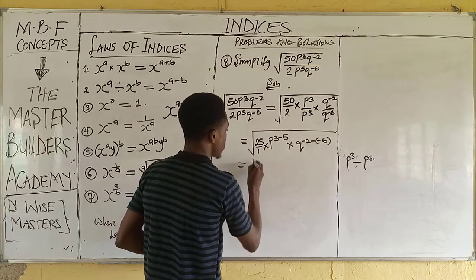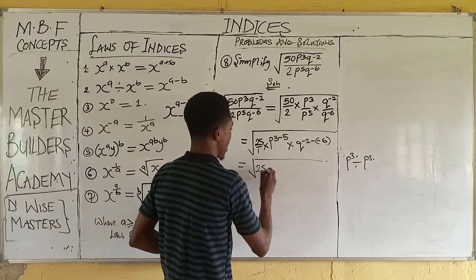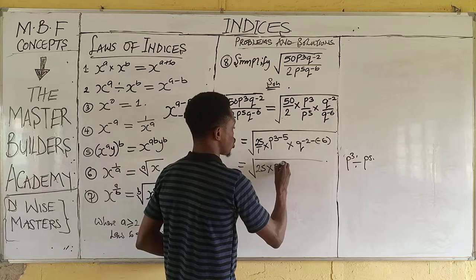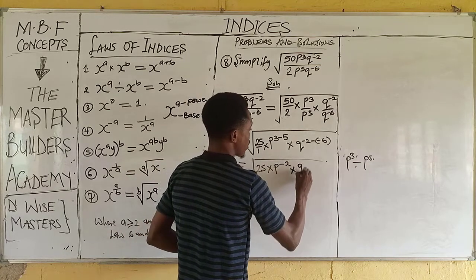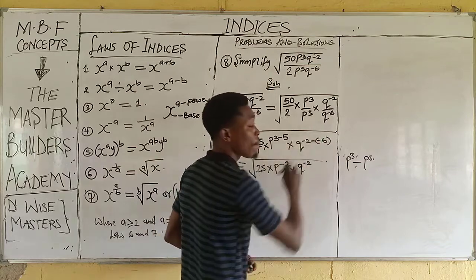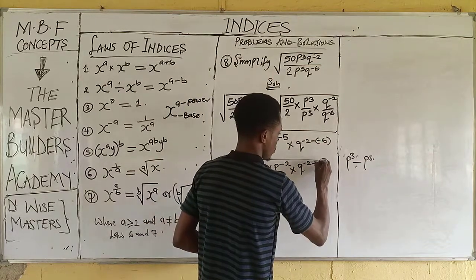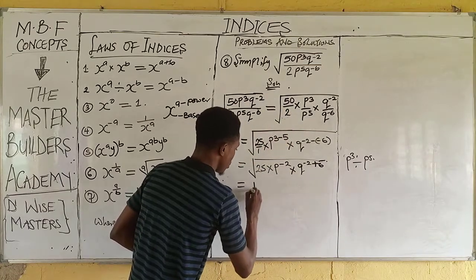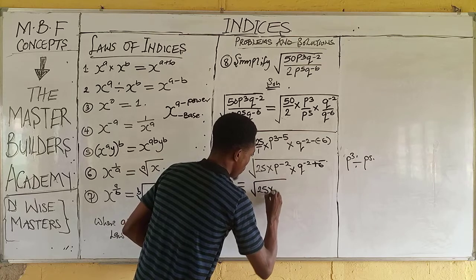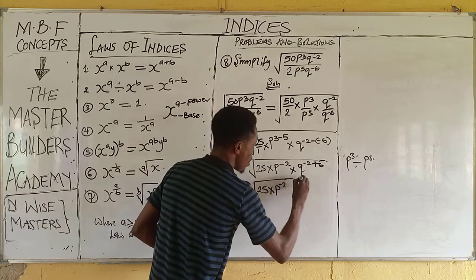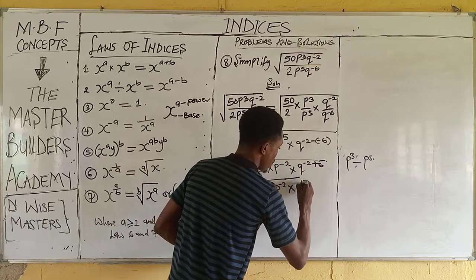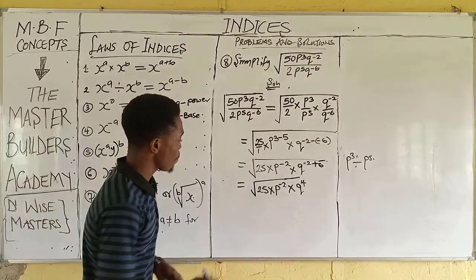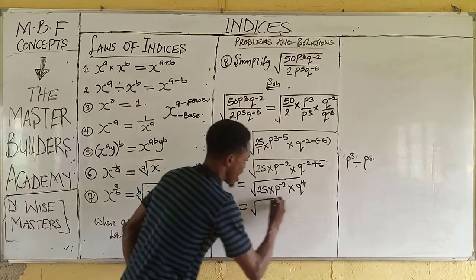Now at this point, all we just need to do is to have this as 25 multiplied by, when we remove 5 from 3, we have this to be p raised to the power minus 2 multiplied by q raised to the power minus 2. Minus times minus will have given us plus 6. Then we have this to be what? 25 multiplied by p raised to the power minus 2 multiplied by q raised to the power what? 4. Don't forget minus 2 plus 6 is plus 4. Are we there? Yes.